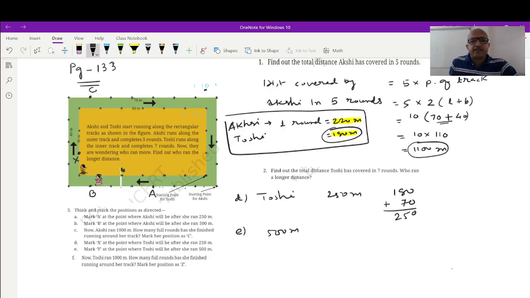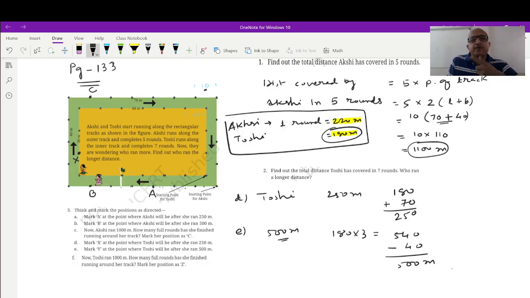Then 500 meter. It is asked for the 500 meter. So let us do 180 into 3, right? 540. But it is asked for the 500. So that means we'll do minus 40, right? So we'll get 500. So that means we'll go minus, back. How many rounds for Toshi? 3 rounds. Obviously, it will be coming here and minus 40.